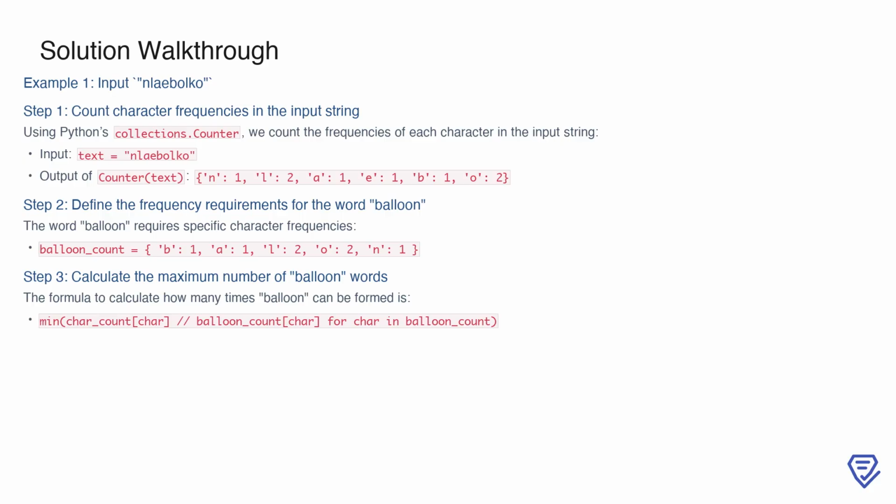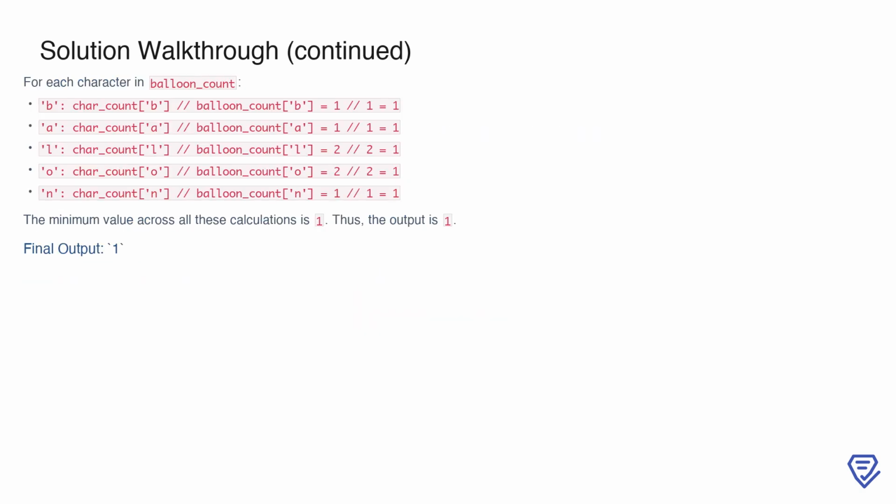Finally, to calculate how many times the word balloon can be formed, we compute the minimum of the integer division between the available counts and the required counts for each character. The formula for this is min of char_count[char] // balloon_count[char] for char in balloon_count. Now, let's calculate this step by step for each character in balloon_count.